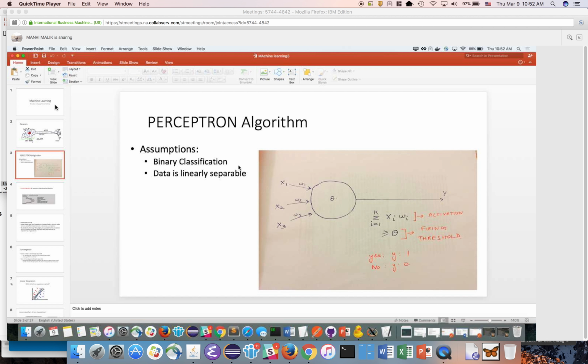We can move to that side. Can we move to that side? We can. Okay.